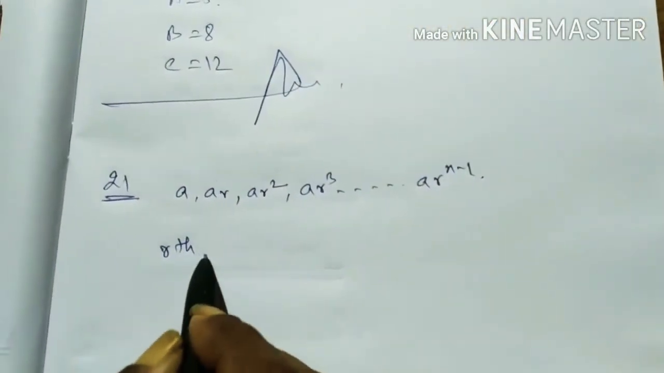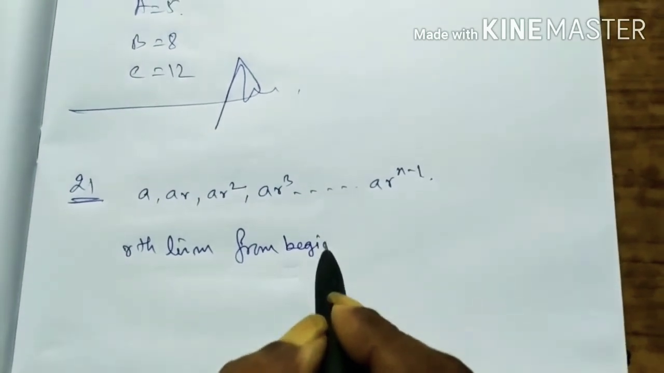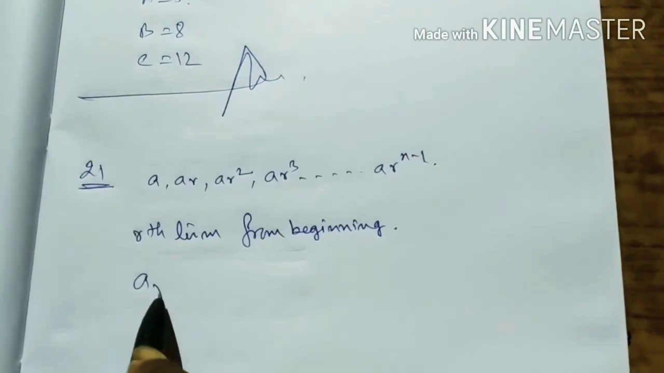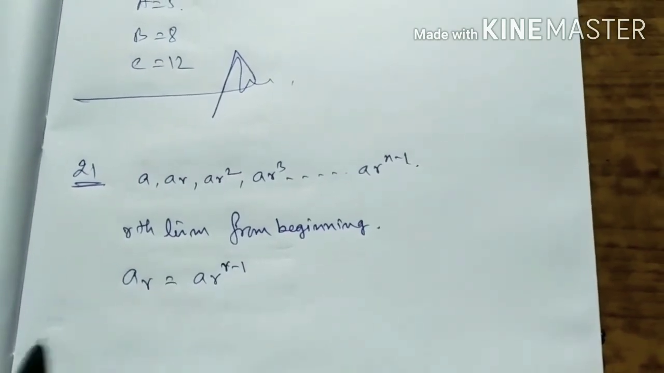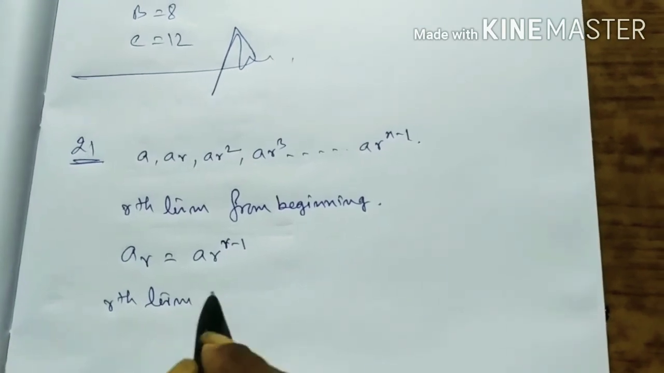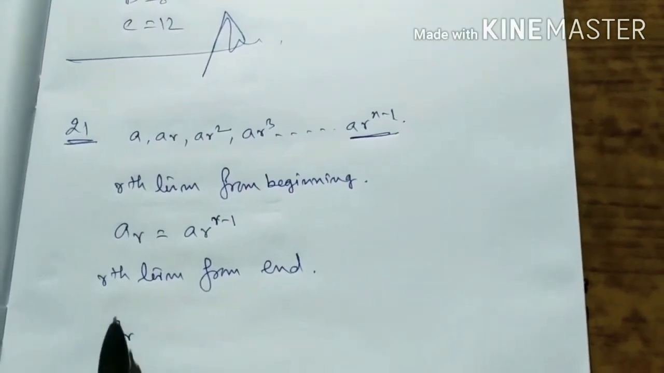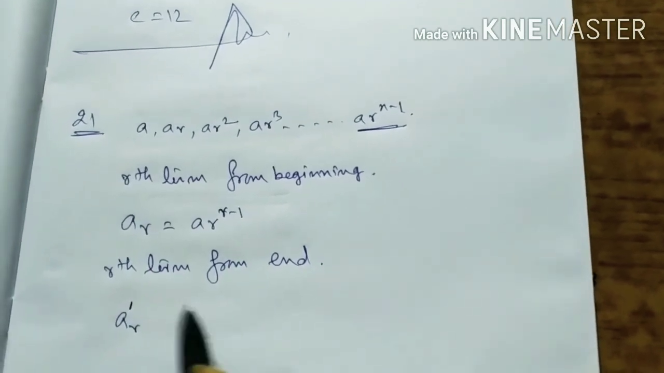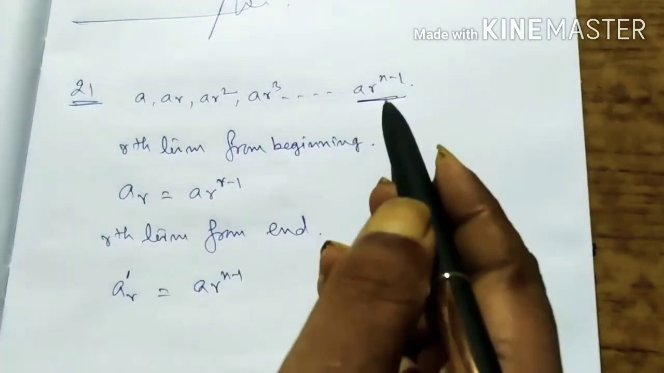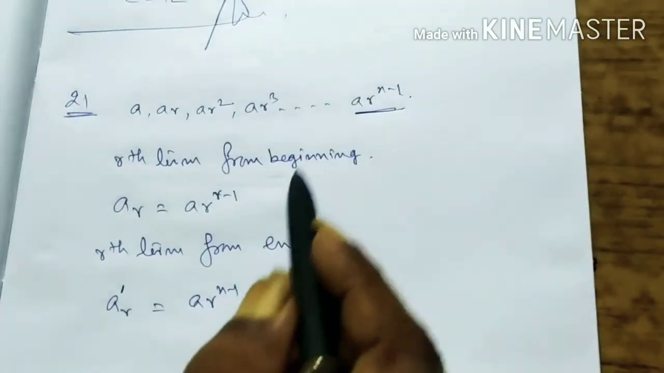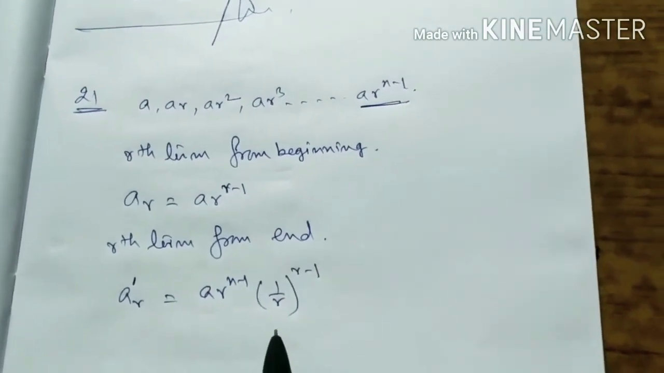So the Rth term from the beginning will be AR to the power of R minus 1. And the Rth term from the end, let me write this like A dash R. This is from the end, represented as A dash R. Your last term will be AR to the power of n minus 1, and from the end, your common ratio will become 1 by R. So A dash R is AR to the power of n minus 1 into 1 by R to the power of R minus 1.